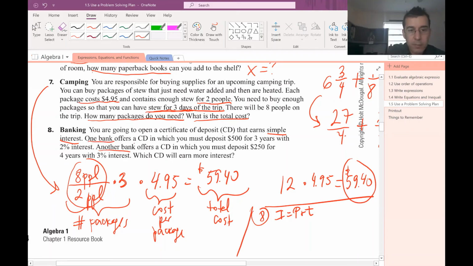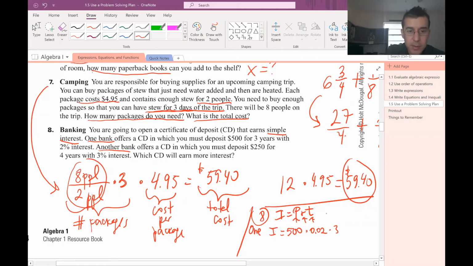Okay, so let's say one bank offers a CD in which you must deposit $500. So that's the deposit here, P, for 3 years. That's the time. It earns 2% interest. So that's the rate. Okay, so we just have to plug in our formula, and that would be 500 times the rate is 2%, or 0.02, times T is 3 years.